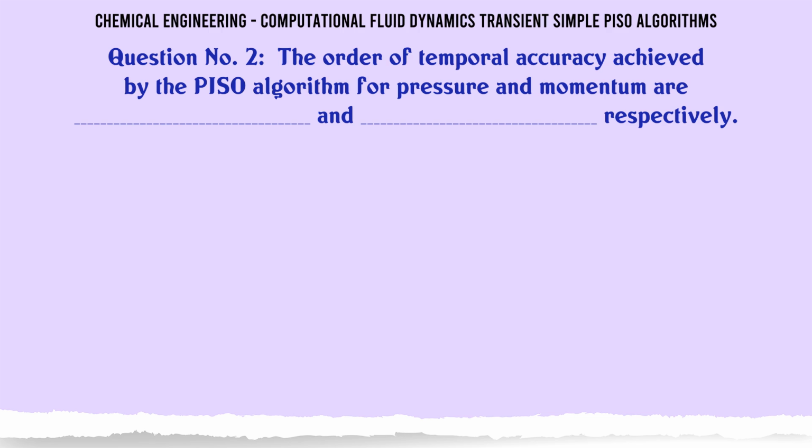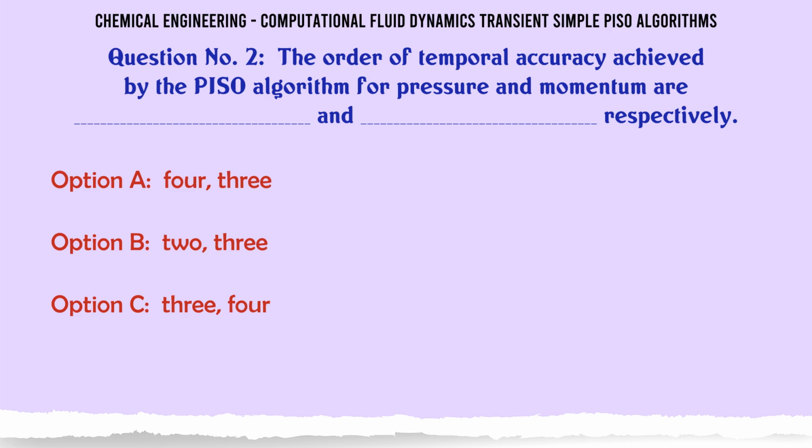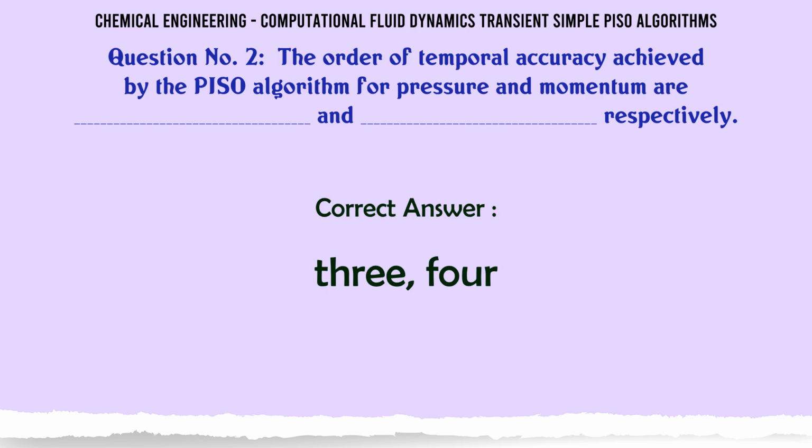The orders of temporal accuracy achieved by the PISO algorithm for pressure and momentum are, respectively: A. 4, 3. B. 2, 3. C. 3, 4. D. 4, 2. The correct answer is 3, 4.